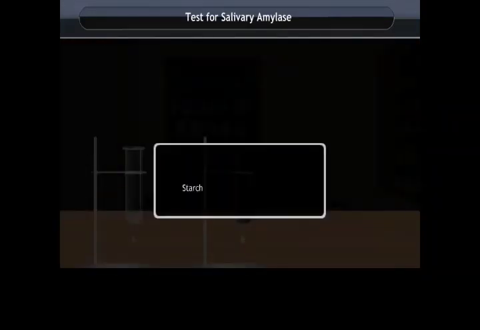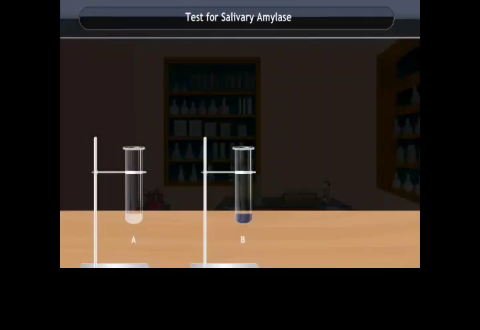The saliva contains an enzyme called salivary amylase that breaks down starch, which is a complex molecule, to give sugar. The color of starch remains unchanged in test tube A, while in test tube B it changes to blue-black.